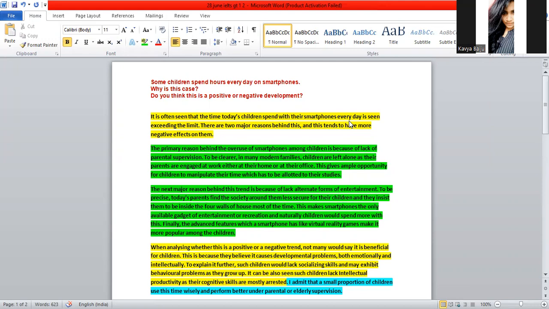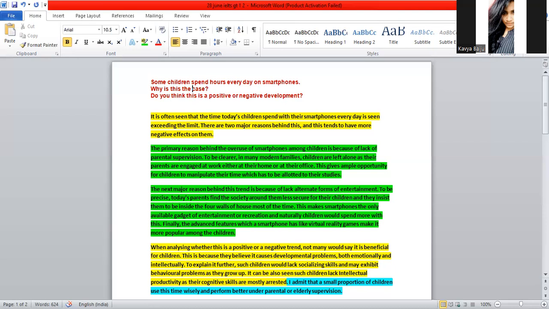The first question is, why is this the case? The second question is, do you think this is a positive or negative development? You need to answer both questions. Before we go to the question, we have to analyze the statement part. So you have the statement: some of the children spend hours every day on smartphones.